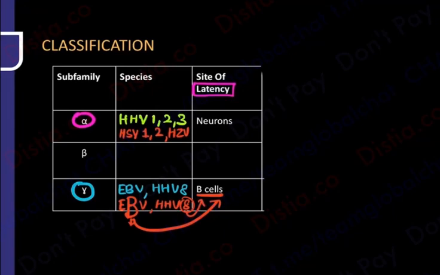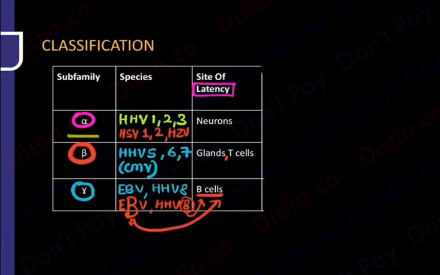Now what is left? Ma'am, the T cells are left, and the glands. The numbers that are left are 5, 6 and 7. So human herpes virus 5, which is nothing but cytomegalovirus, along with 6 and 7, they are going to go to somewhere in the glands and T cells and they are said to be the beta variety.